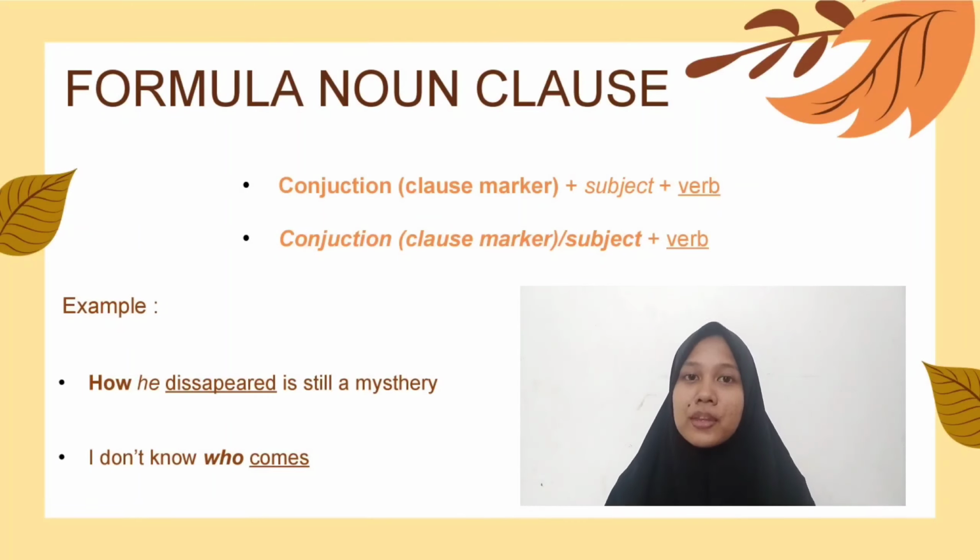The second, I don't know who comes. Who comes is a noun clause in the sentence. Who is a clause marker and also the subject of the noun clause. Comes is the verb of the noun clause in the sentence.